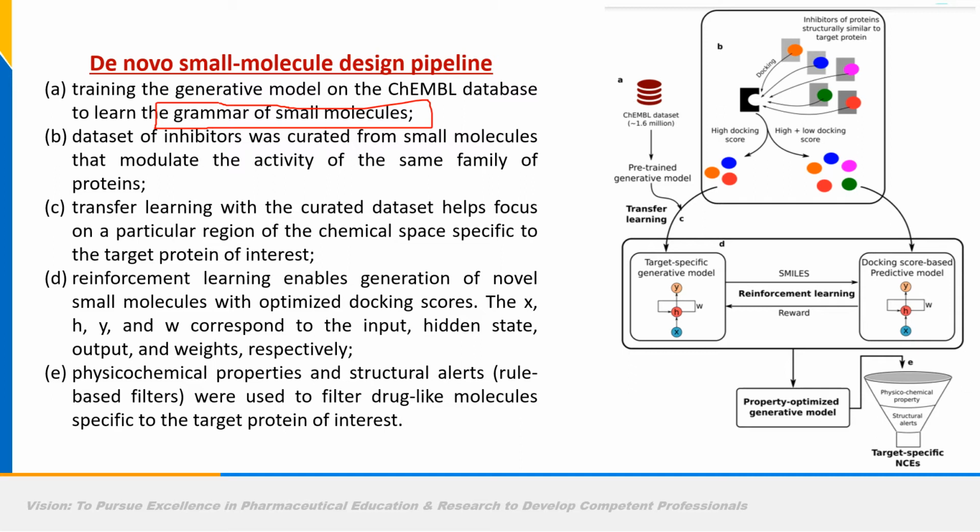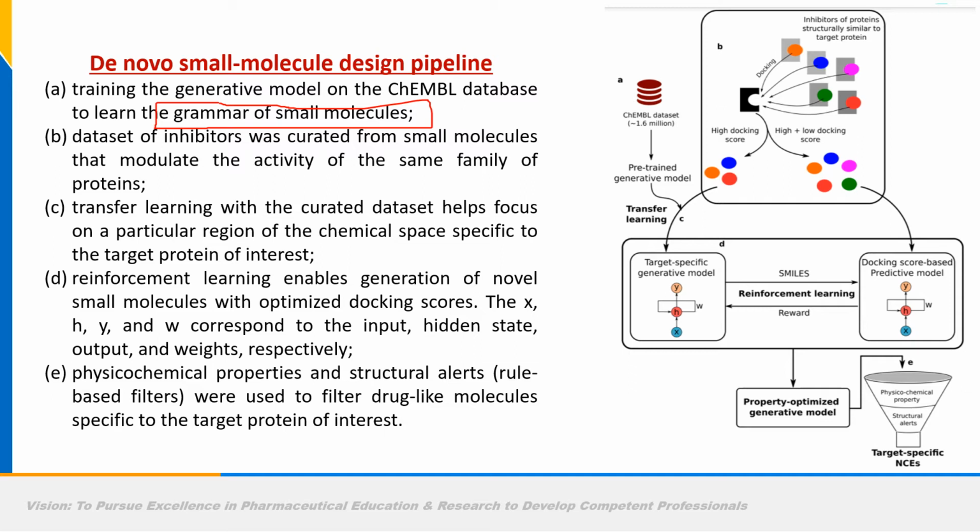A data set of inhibitors was curated from small molecules that modulate the activity of the same family of proteins. Transfer learning, as I told you, with the curated data set helps focus on a particular region of the chemical space specific to the target protein of interest. Then reinforcement learning. Reinforcement learning is basically used to continuously optimize the ongoing process of generating drug-like molecules. Then physicochemical properties and structural alerts were used to filter drug-like molecules specific to the target protein of interest.